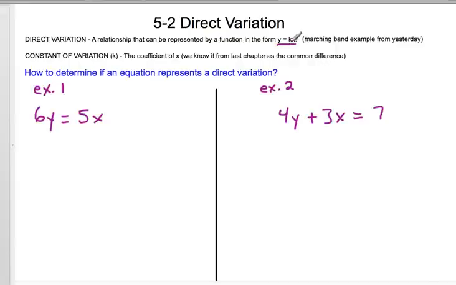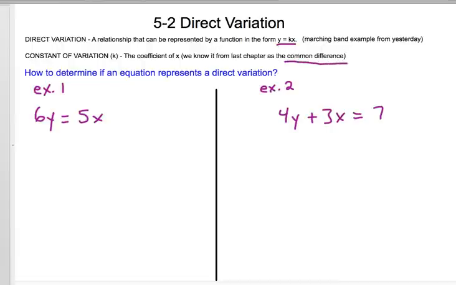The y and the x are familiar to you guys. In the case of the marching band, I believe x is minutes and y is feet marched. But the k is new, kind of. The constant of variation is what the k is called. It's the coefficient of x, meaning it's a number that will be in front of x. We know it from the last chapter as the common difference.